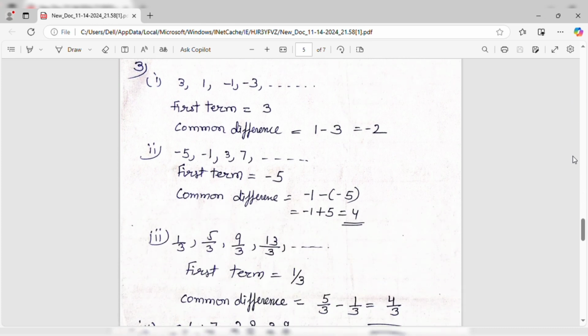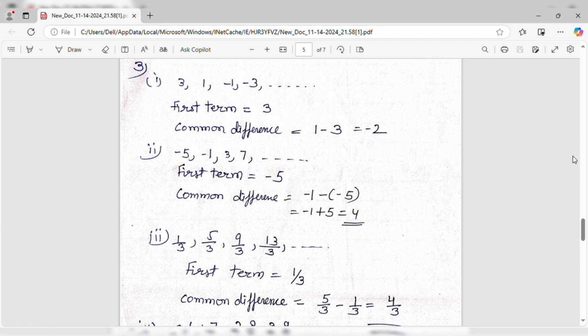In the third question, we are given the AP and we have to write the first term and the common difference. First term is very easy. The first number whichever is written, we can write it as the first term. For the common difference, we will find the difference between the second term and the first term, or third term and the second term, as you feel.